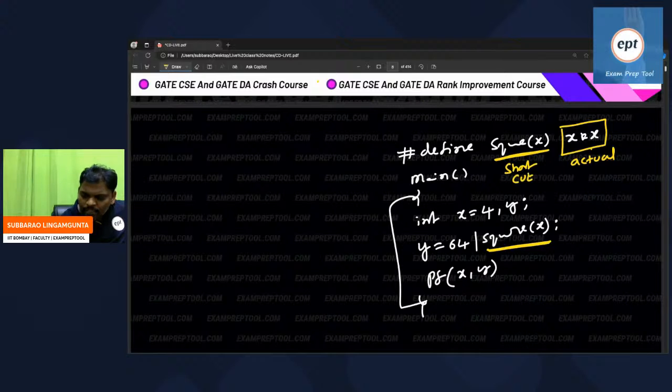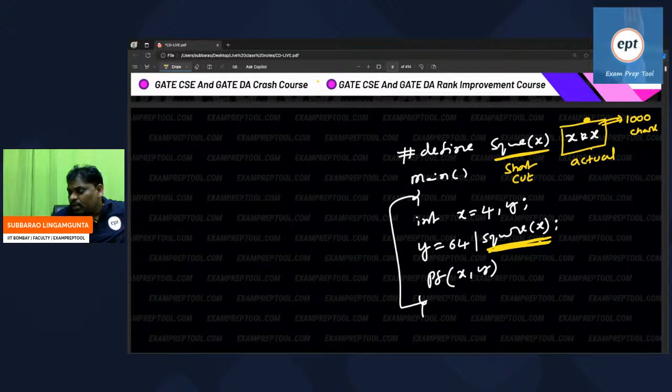It is a shortcut. Please be careful. This is the shortcut. Listen, this actual code is this. Here, maybe in this problem, x into x looks very small. In the actual place, there may be a chance of 1000 keywords or 1000 characters.